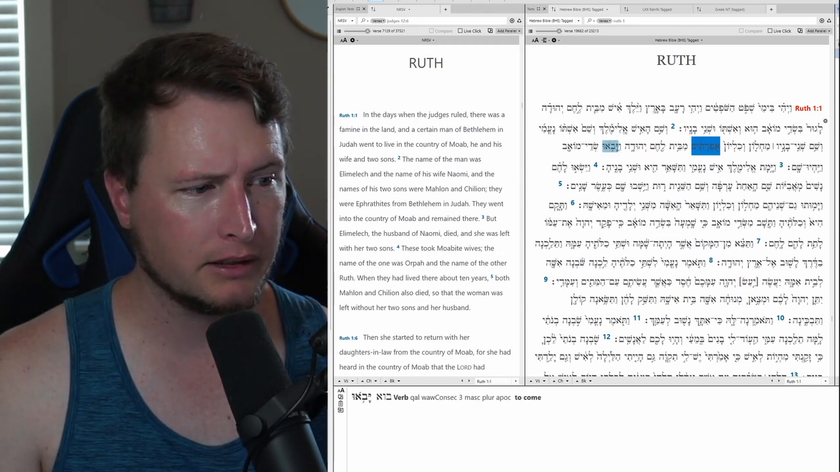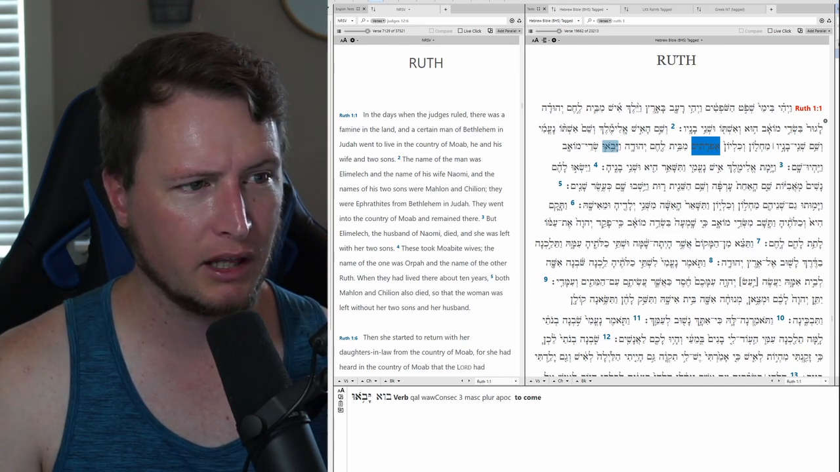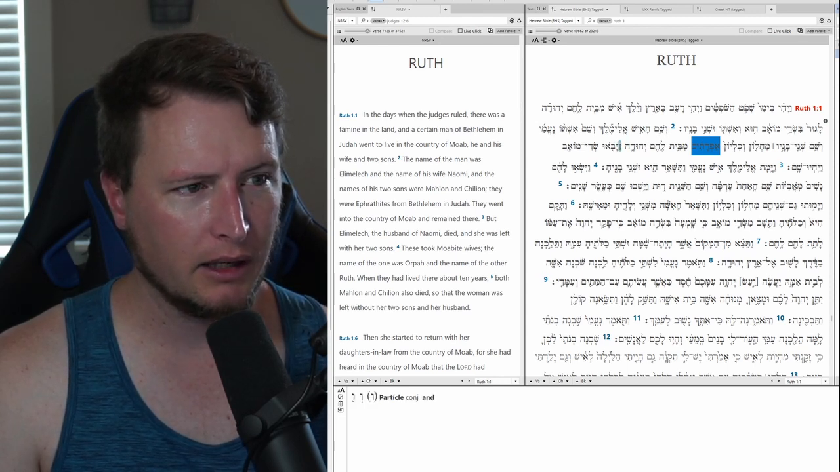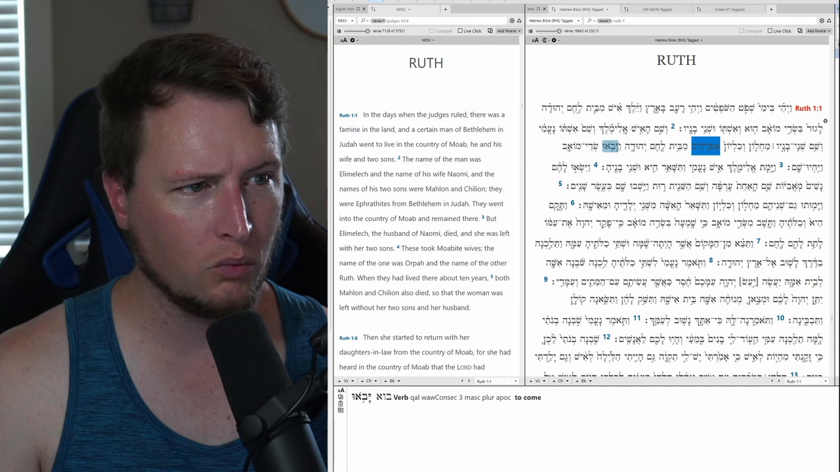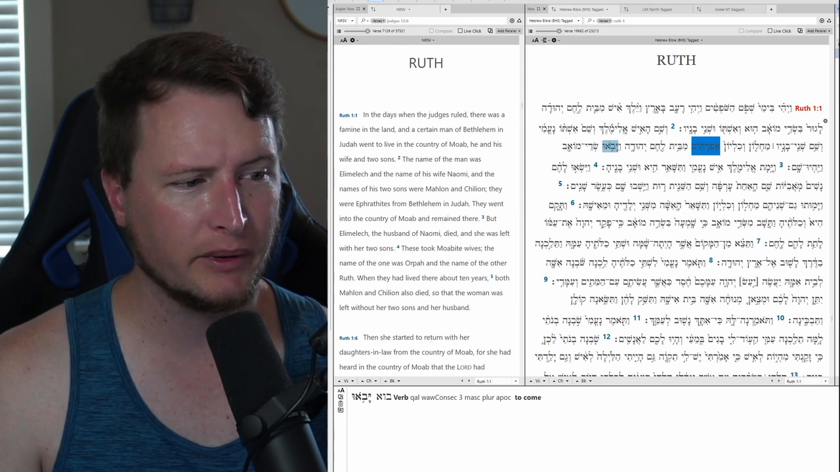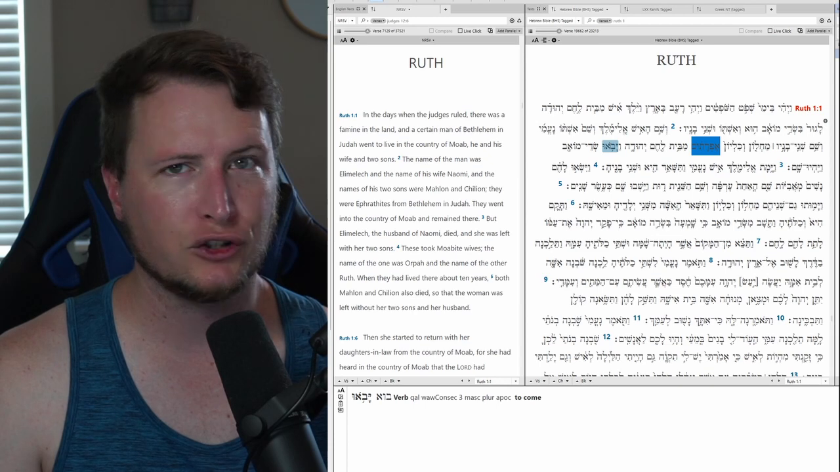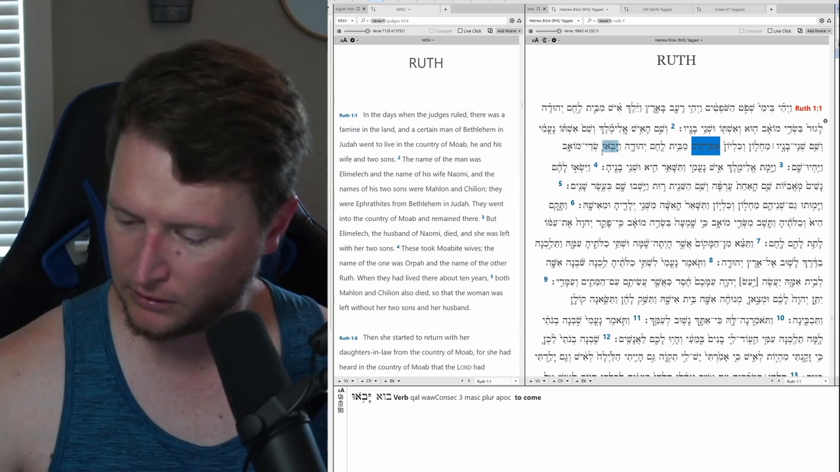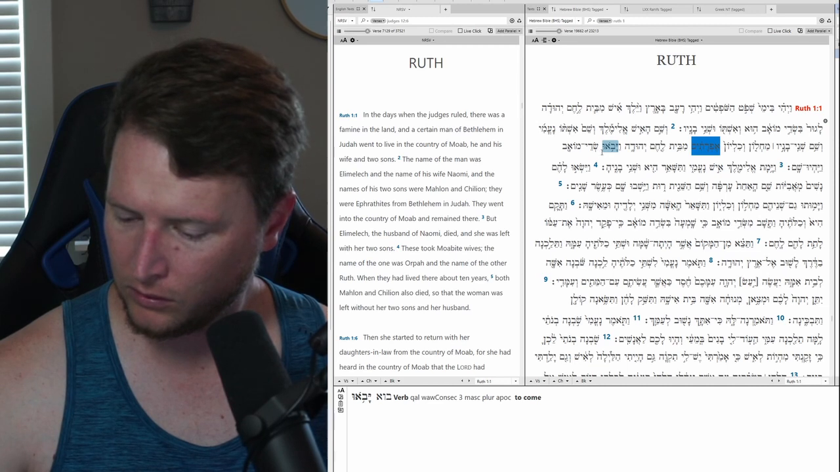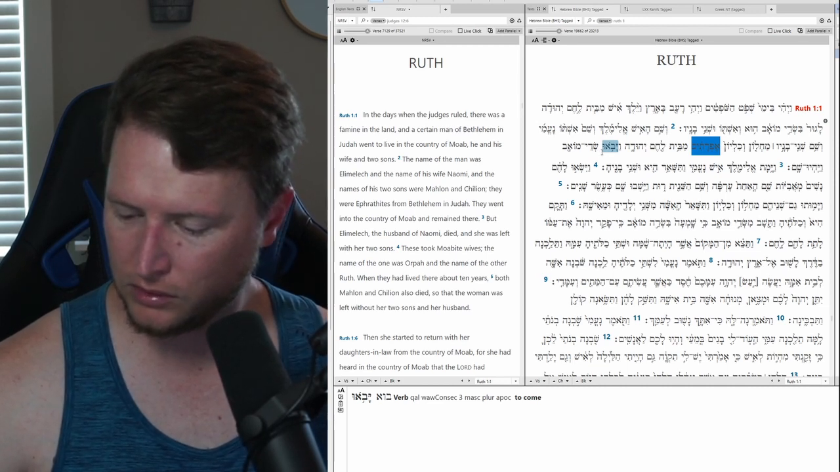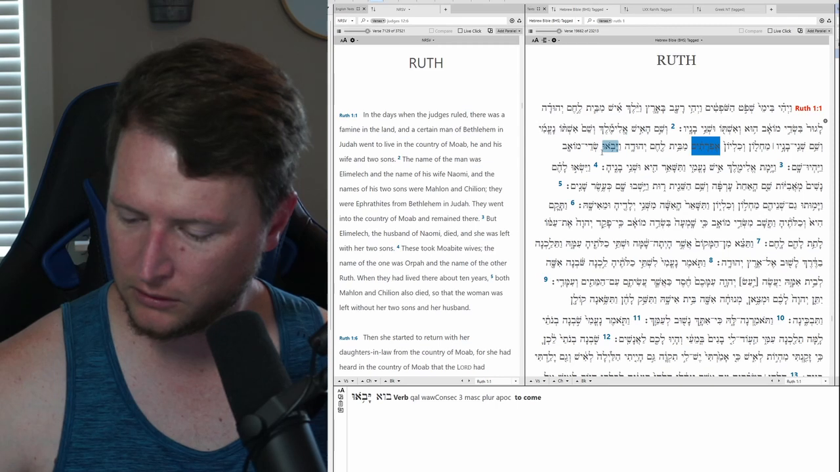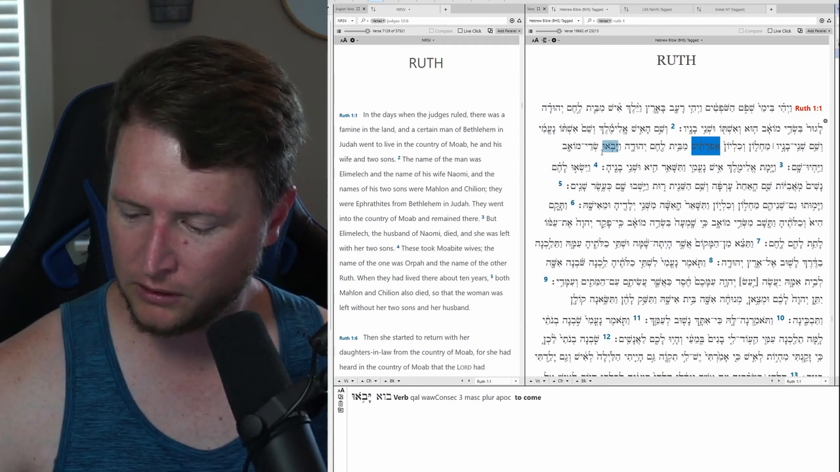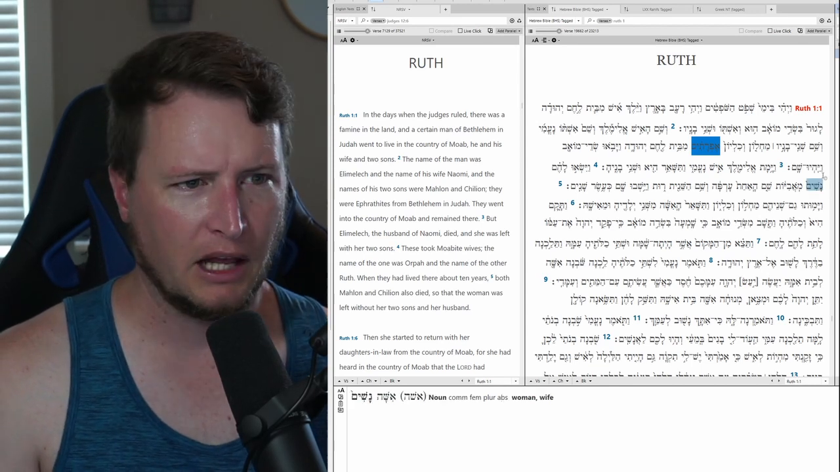And so normally this would be imperfect: they will come. But because of the consecutive here, it's the opposite. And they came, or they went, and in this case the verb includes "to." They went to the field, or fields rather, of Moab.